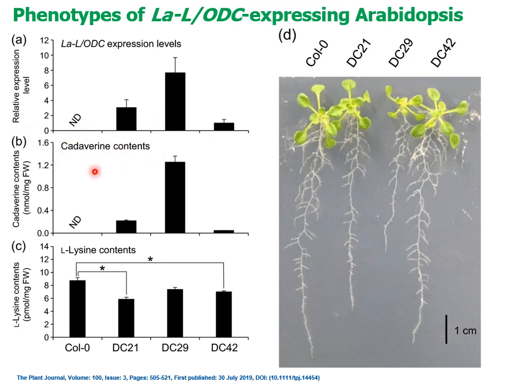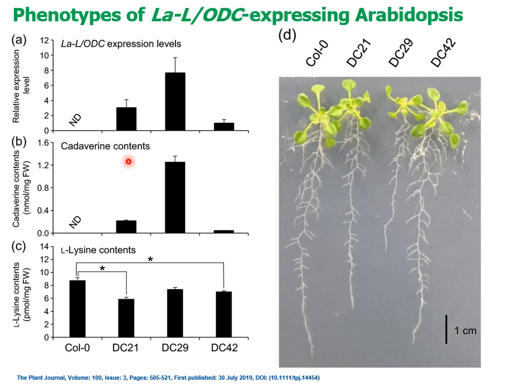The same thing was true for cadaverine. Remember, LODC converts lysine, an amino acid, to cadaverine. When we checked the level, we saw that the pattern of cadaverine was similar to the expression level. And lysine is an amino acid, so the level did not show a big difference, but we can see that the lysine level was slightly downregulated. Star means statistically significant. So at this stage we can say that LODC is working.